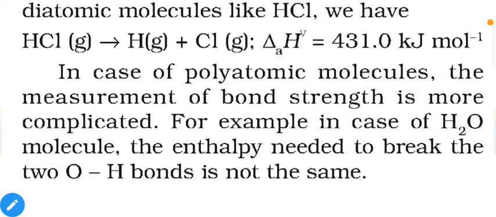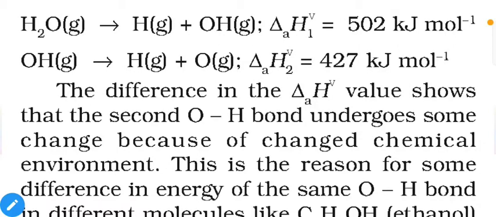In the case of a polyatomic molecule, which contains more than 2 atoms, the measurement of bond strength is more complicated. For example, in the H2O molecule, the enthalpy needed to break the 2 OH bonds is not the same. If you break the first bond, the requirement of energy will be different, and after breaking the first bond, when you try to break the second bond, the energy requirement will be different. As we can see here, when we break the first bond between hydrogen and oxygen, the requirement is 502 kilojoules. But when we try to break the second OH bond, the requirement of energy decreases. It is 427. Why does this happen?